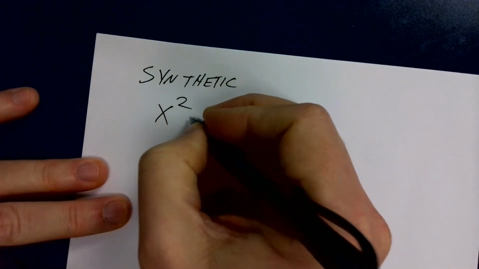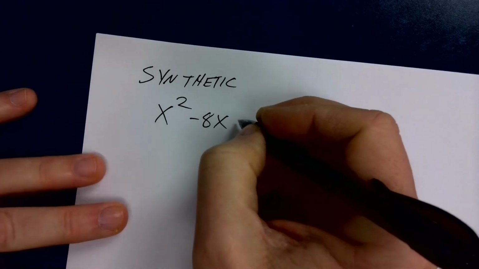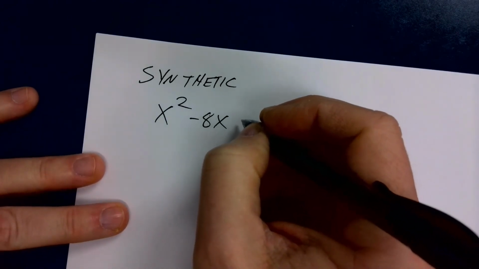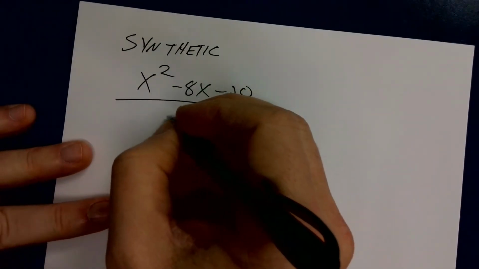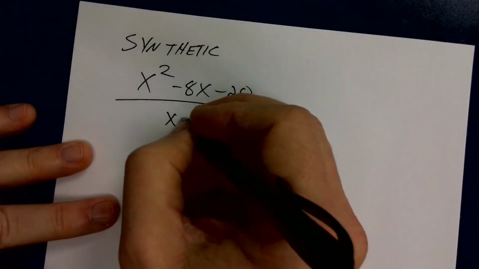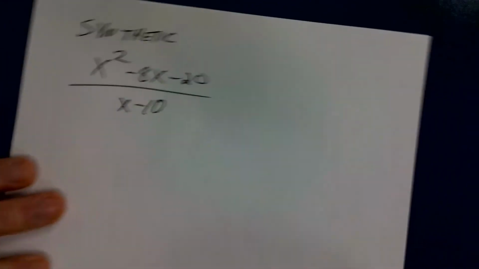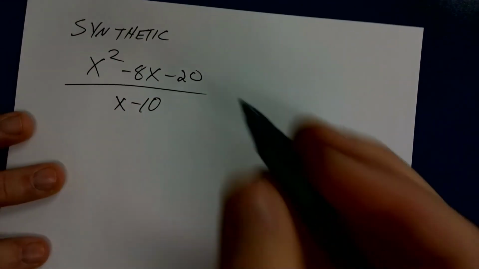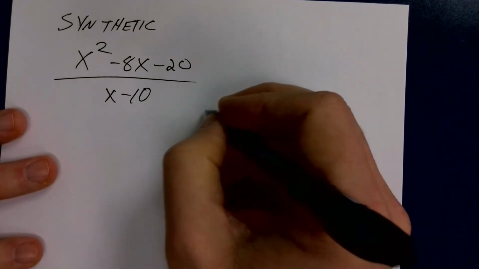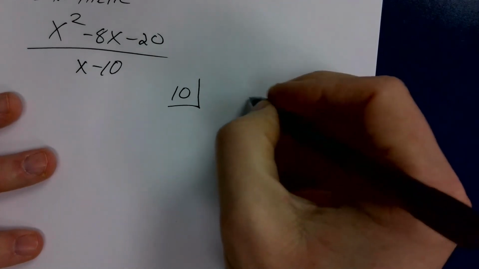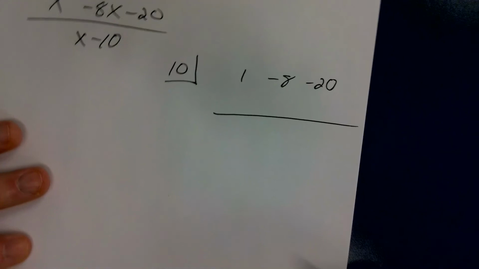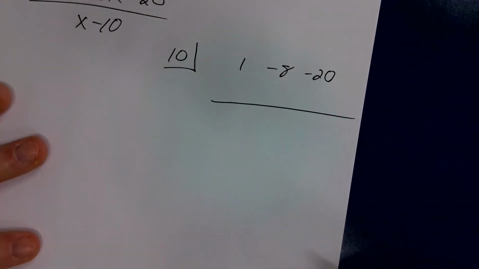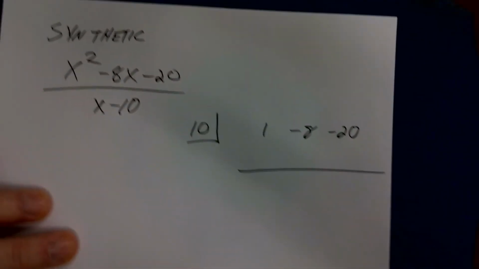So let's try this one. x squared minus 8x minus 20, and I'm going to divide it by x minus 10. Awesome. Now, what do I do? I take this and I go whoosh. I put the opposite of this in a little box. I take my leading coefficients 1, negative 8, and negative 20, and I put them over here. I draw my line. First number gets dropped. Drop it like it's hot.